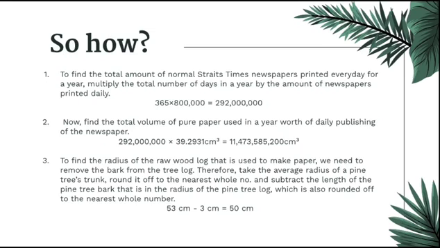To find the radius of the raw wood log that is used to make the paper, we need to remove the bark from the tree log. Therefore, take the average radius of a pine tree's trunk, rounding off to the nearest whole number, and subtract the length of the pine tree bark that is in the radius of a pine tree log, which is also rounded off to the nearest whole number. The equation will be 53 cm minus 3 cm equals 50 cm.